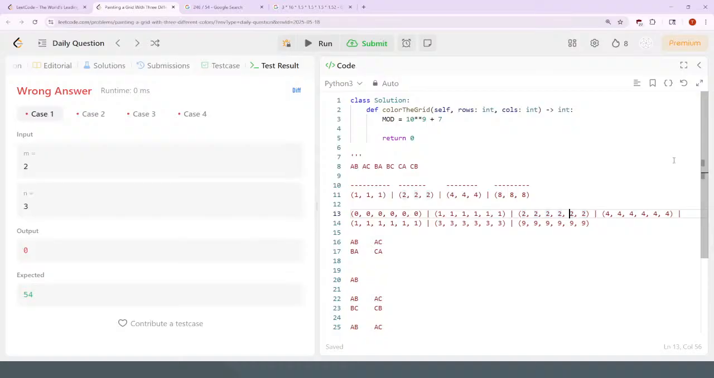2 BAs, 2 BCs. 2 BA, and 2 BC. That's 4. So do I not multiply the 4 times the 2? Or 4 times the 3? The number of ways that you can get a B in this spot.